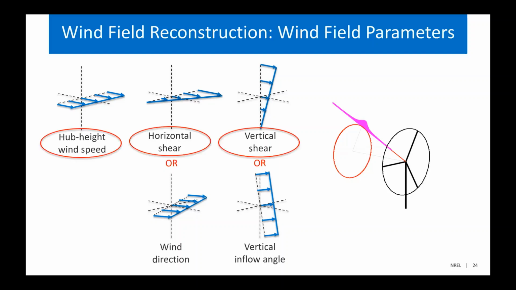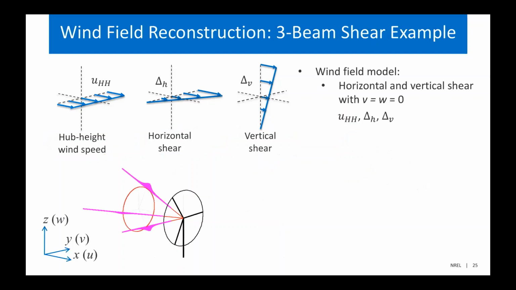So next, let's just look at a scenario where we're trying to measure the hub height wind speed, horizontal shear, and vertical shear. And this scenario shows up sometimes in LiDAR-assisted control, blade pitch control scenarios, where we want to know the shear for individual pitch control. So our wind field model consists of hub height wind speed, and then horizontal and vertical shear. Those are defined as the slope of the shear, or the rate of change of the U component of the wind speed as a function of how far away from the hub we are in the Z and Y directions. And so the assumption we're making with this wind field model is that our crosswind V component and vertical W wind component are both 0.